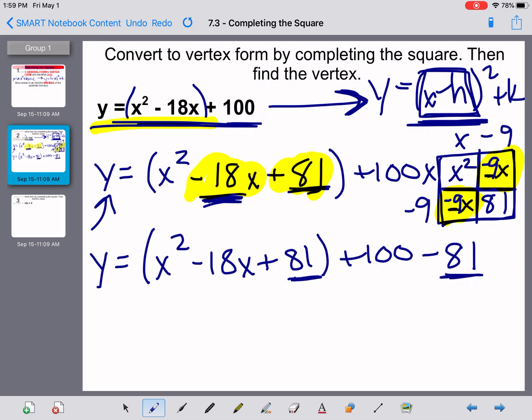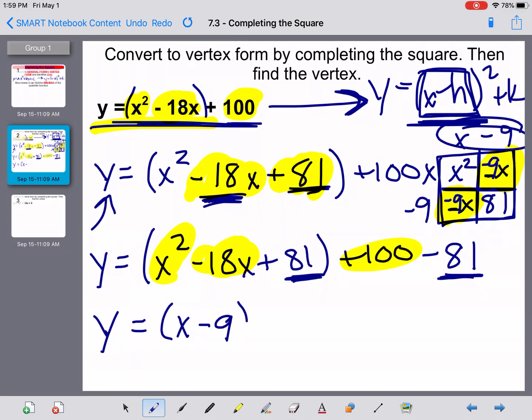And if you look, I still have the same 3 elements as when I started: 1, 2, 3. And these parts are simply a fancy form of 0, right? Plus 81 minus 81 and it's all there. So now I can finish completing the square, because now I have that (x minus 9) squared, right?